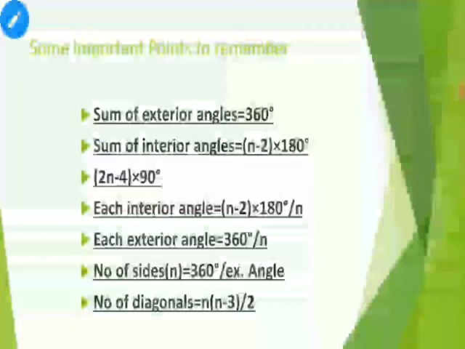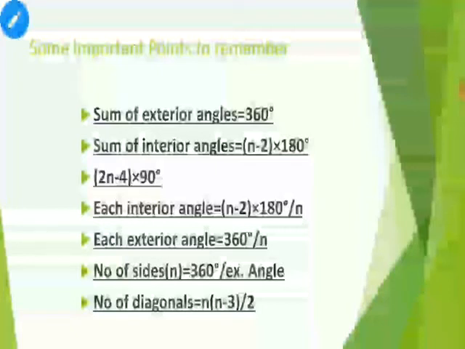If you have to calculate the sum of interior angles, then we use the formula (n minus 2) multiplied by 180 degrees, where n is the number of sides of the polygon. Another formula to calculate the sum of interior angles is (2n minus 4) multiplied by 90 degrees. If you have to calculate each interior angle of a polygon, then we'll use the formula (n minus 2) multiplied by 180 degrees upon n, where n is the number of sides of the polygon.